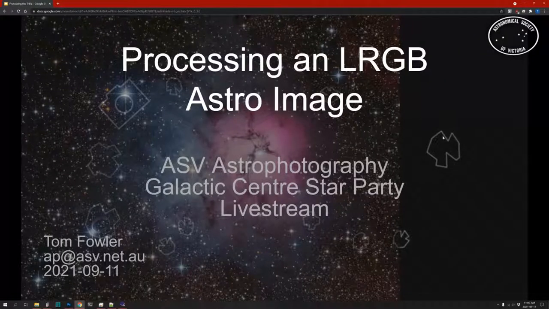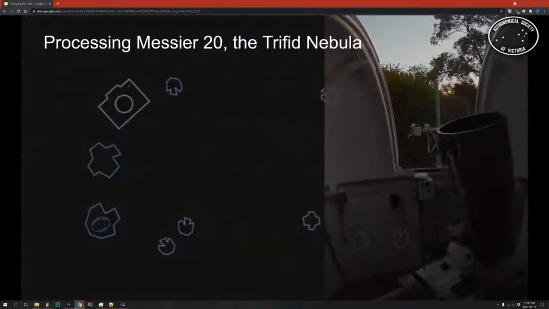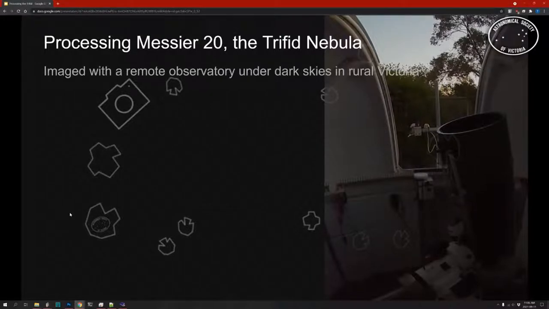Okay, so we're going to be processing an LRGB image. If time permits, we might look at some hydrogen alpha as well, but basically we're going to be putting together an LRGB image. This data set was captured from a remote observatory in central Victoria with dark skies. So the data has the benefits of being captured under a dark sky.